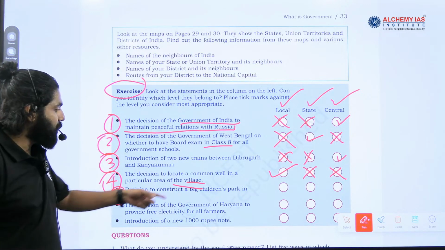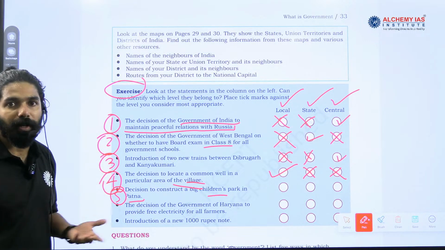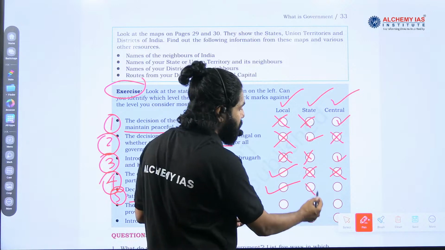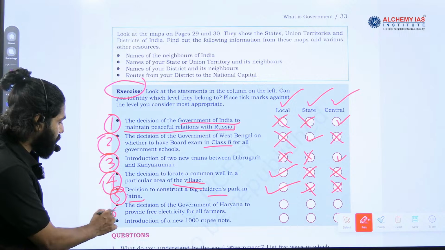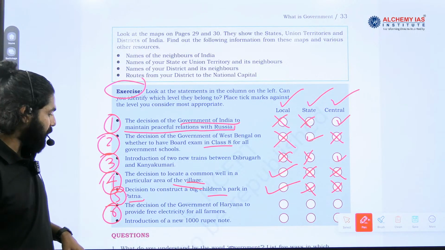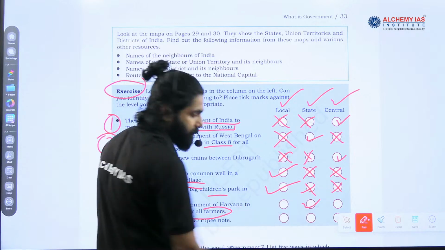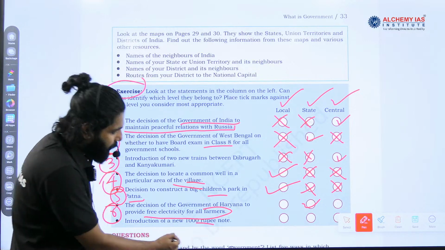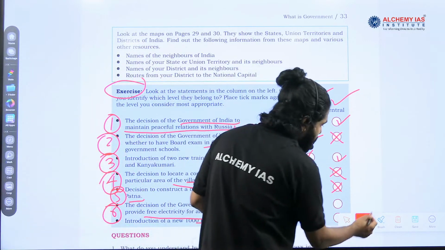The fifth one: the decision to construct a big children's park in Patna city. Municipality and town area development can also be called local level, district administration, and may not be handled directly by the state or central government. Then comes the sixth one: the decision of the government of Haryana to provide free electricity to all its farmers. So it is the Haryana state. Then, introduction of a new 1,000 rupee note. Currency printing is all a matter of the central government.